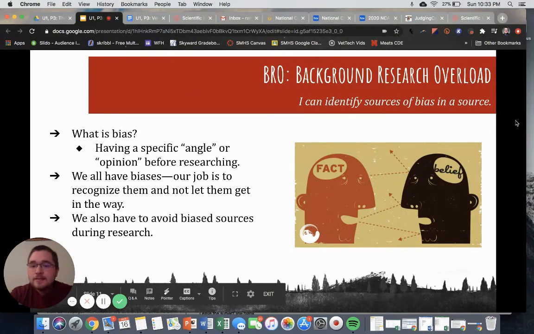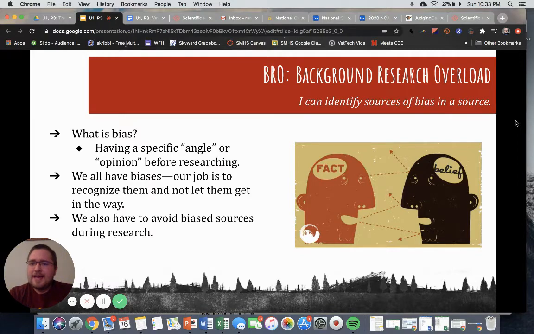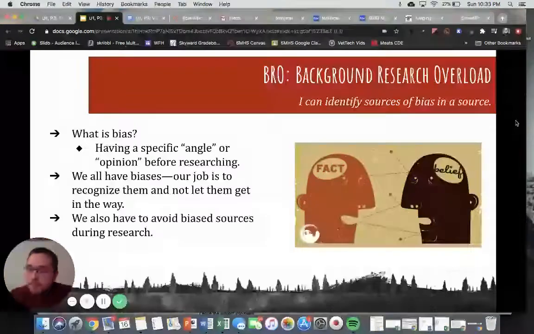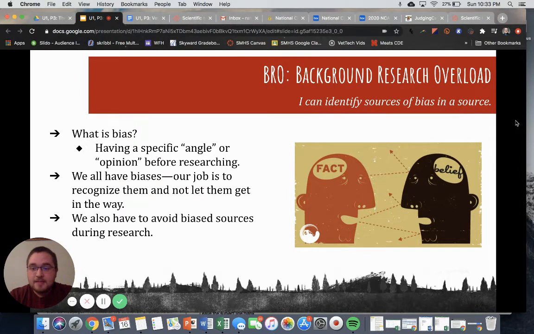So what is bias? We talk a little bit about bias in class too, but bias is essentially having a specific angle or opinion before we research. And we all have opinions. That's inevitable, but it's important to kind of leave that at the door when we're putting our research brains on. Okay. So for me, it probably would be kind of challenging for me to write an unbiased report about the value of FFA because I am an FFA advisor. I'm an agriculture teacher, right? But if I'm writing a research paper about llamas and I don't own any llamas, I'm not going to have as much bias on that topic, right? We all have biases. Our job is to recognize them and not let them get in the way.